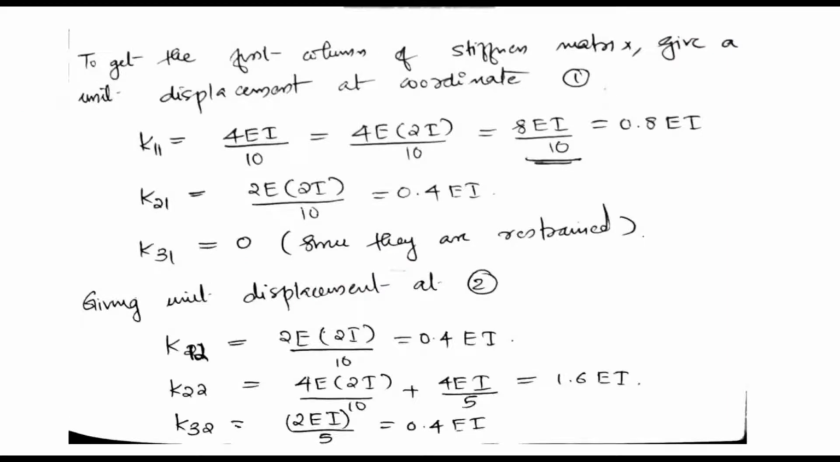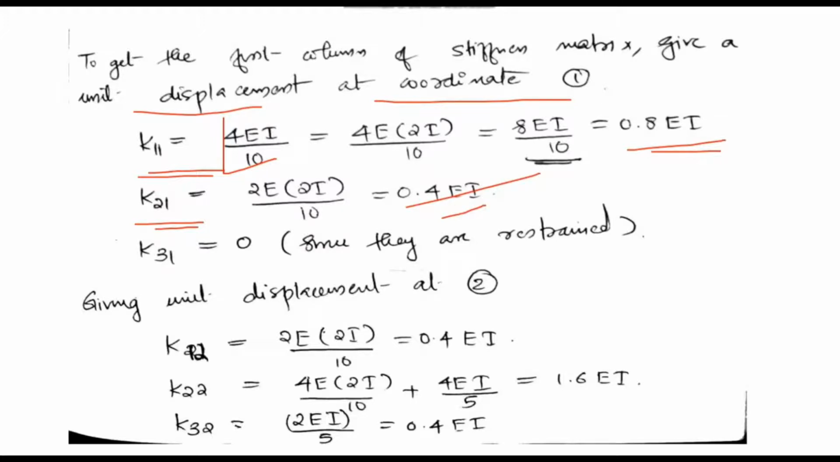The next step is to develop the stiffness matrix. To get the first column of the stiffness matrix, we have to give a unit displacement at coordinate 1. K11, that is the effect on coordinate 1 due to the unit displacement at coordinate 1. Since it is a near end, we use the equation 4EI by L, thus we get a value 0.8 EI. In case of K21, that is the effect on coordinate 2 due to the unit displacement at coordinate 1, we'll get a value of 0.4 EI since it is far end. K31 is equal to 0 because they are restrained in position.